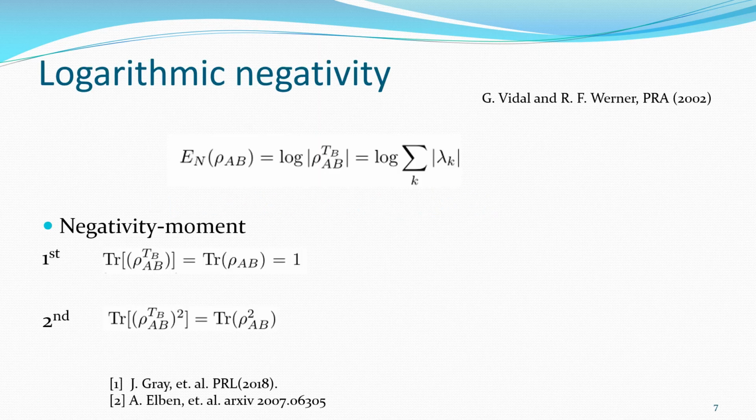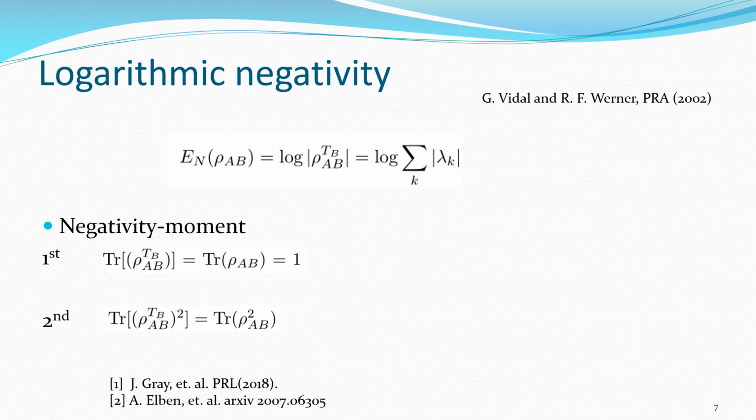Log negativity is defined as follows. We partially transpose the bipartite state rho AB. Then we quantify the negative part of the spectrum lambda k by taking an absolute value and finally a log function. Since the log function is a little complicated, people would like to study the moment of this partial transposed density matrix. However, the first and the second moment do not carry any information about the negative part.